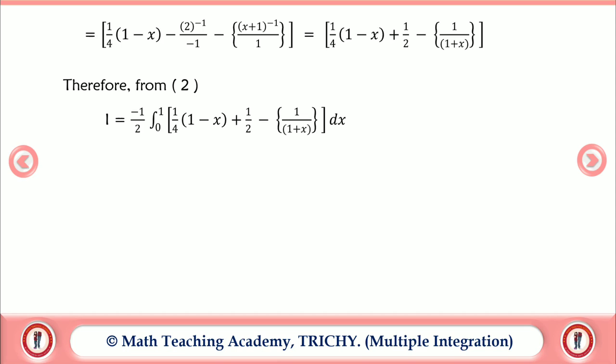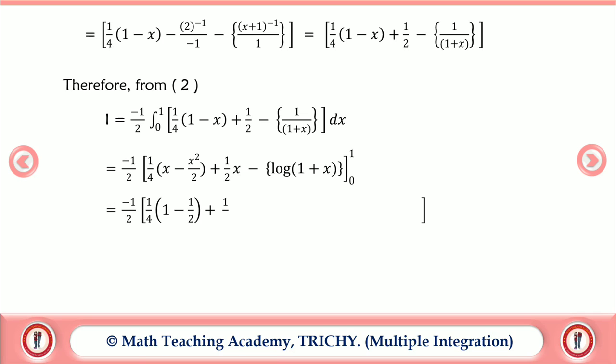Therefore, from 2, I is equal to minus 1 by 2 into the integral 0 to 1 of 1 by 4 into 1 minus x plus 1 by 2 minus 1 by 1 plus x into dx. Now integrate this with respect to x. Then what you will get is minus 1 by 2, which is constant, keep it outside as it is, and then 1 by 4 into the integral of 1 minus x, which gives x minus x squared by 2, and then plus 1 by 2 is constant, the integration of dx gives x, and then minus the integration of 1 by 1 plus x gives log of 1 plus x, and then apply the limit 0 to 1.